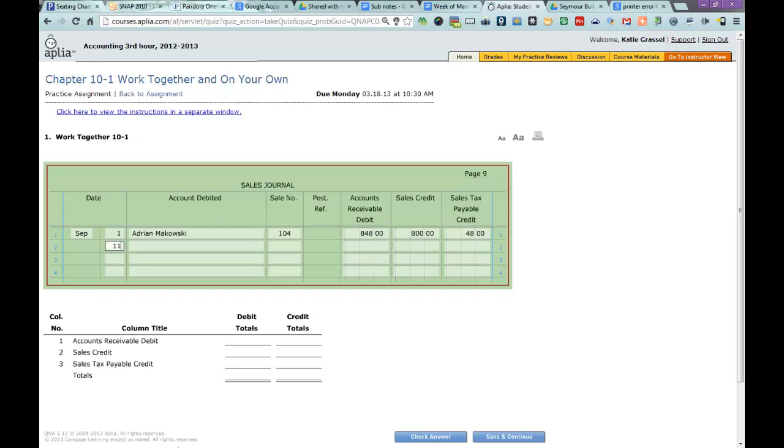On the 11th, we sold merchandise on account to Columbus Schools. Sales invoice is 105, and it says Columbus City Schools is exempt from sales tax. So the amount that they owe us is $875 and $875, and then you just leave sales tax blank.